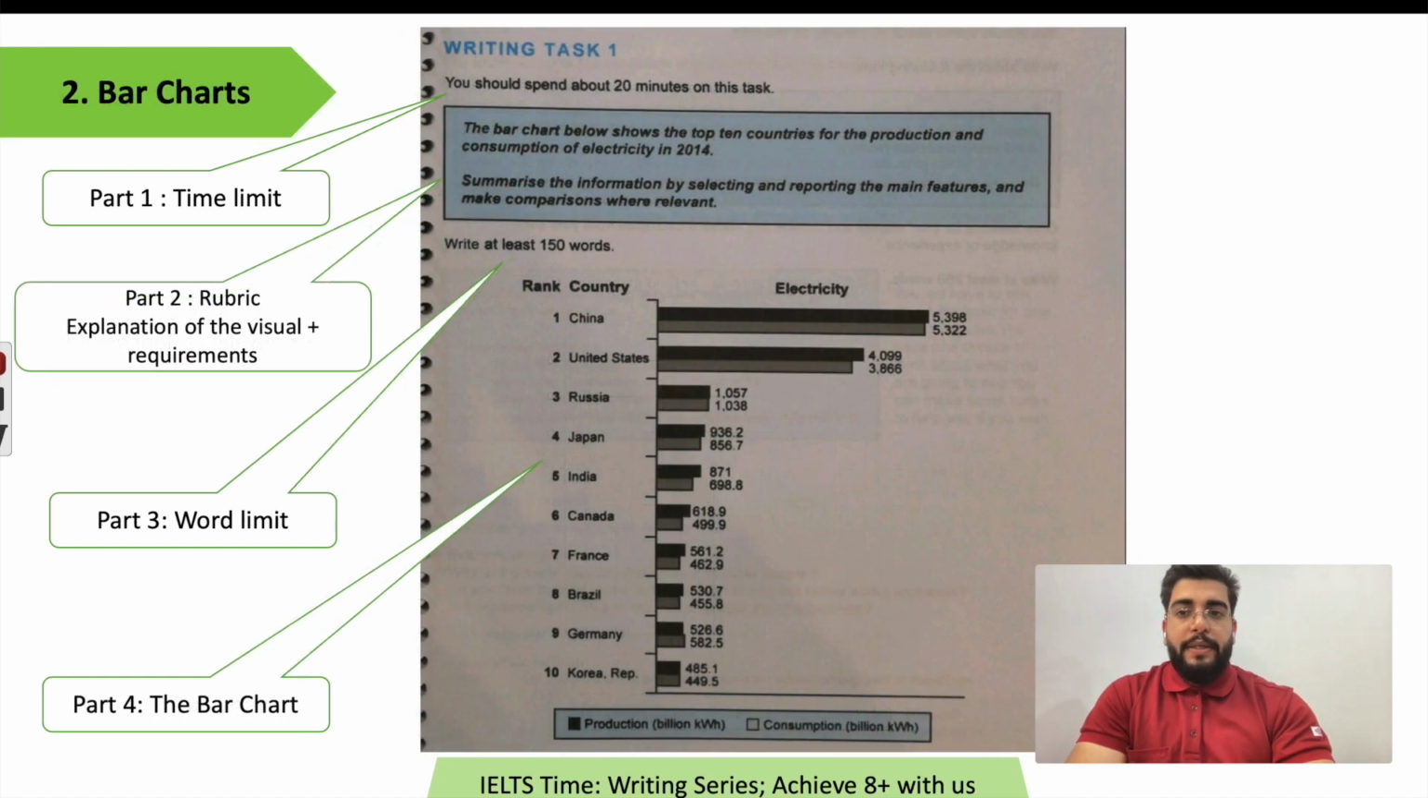This one is another bar chart. The previous one was a vertical bar chart showing a trend. This is a horizontal bar chart showing only a comparison. So the main purpose of this bar chart is comparison, not trend. It's not a trend because you don't have a time period. You only have 1 year, and that's 2014. You need to compare and contrast the countries: China, United States, Russia, Japan, and so on.